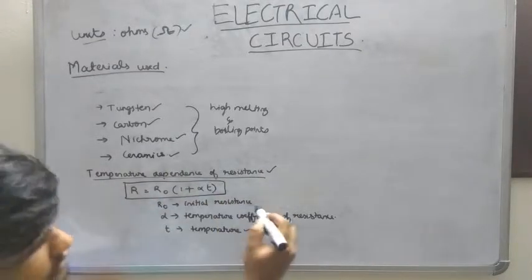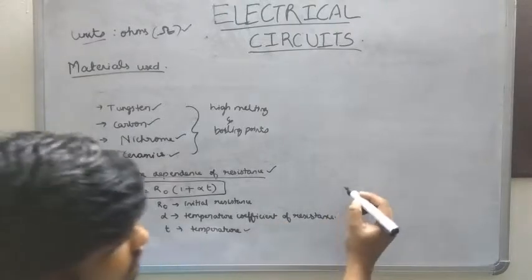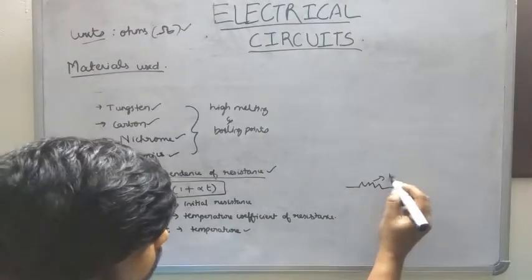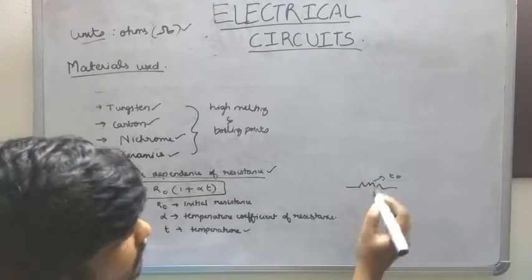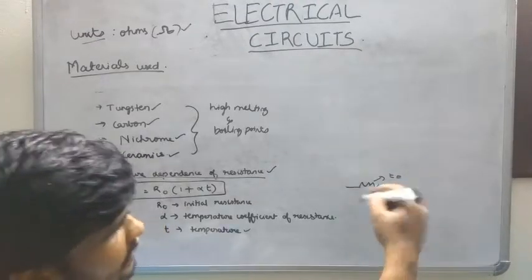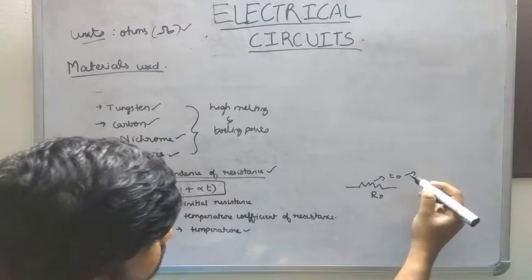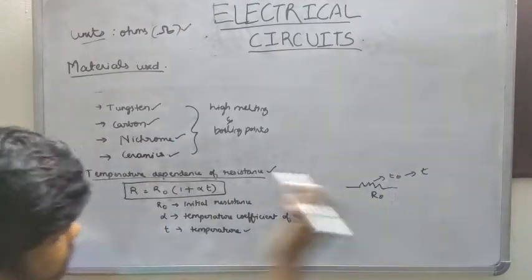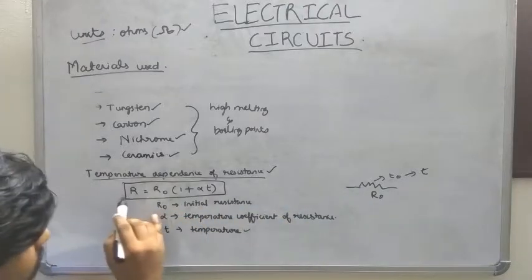where R0 is the initial resistance. Actually, we'll calculate the resistance of a substance at a particular temperature. Let it be T0, and let the resistance at this particular temperature be R0. And if there is a variation in temperature, let us say this temperature varies to some T. So then the resistance will vary accordingly.